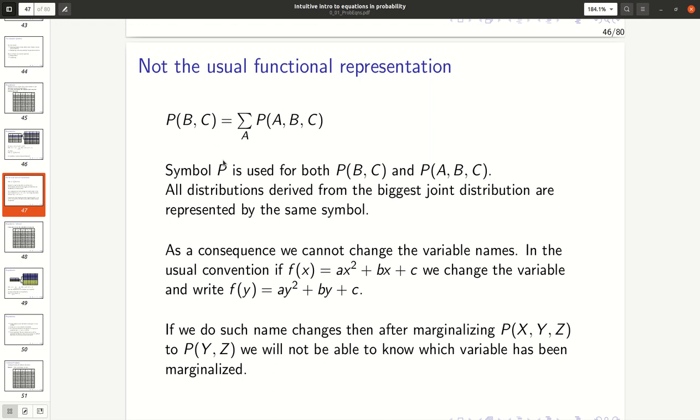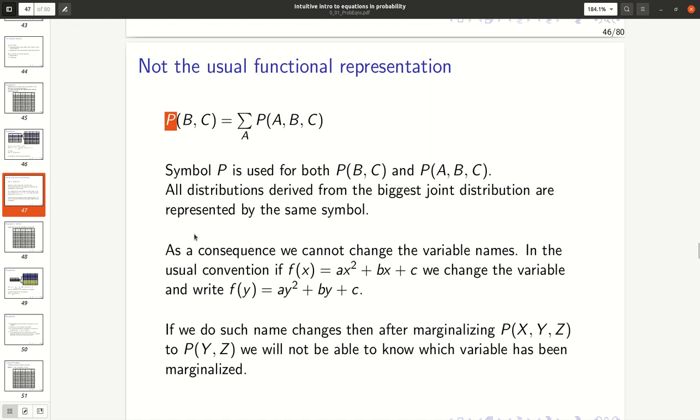All distributions are derived from the biggest joint distribution. This is the biggest joint distribution containing all the information. So any distribution which is derived from this, whether through marginalization or through conditionalization, which you will learn in the next video, we will use the same symbol P. Okay, so this is a different practice in probability, and this forces us to follow one more convention.